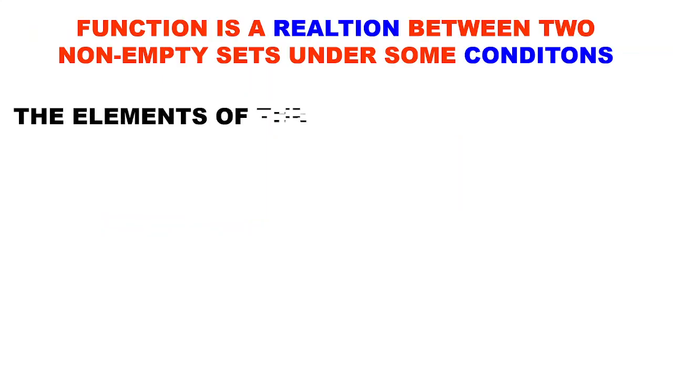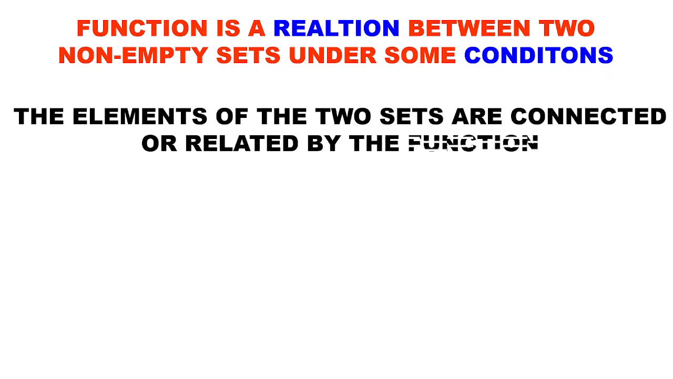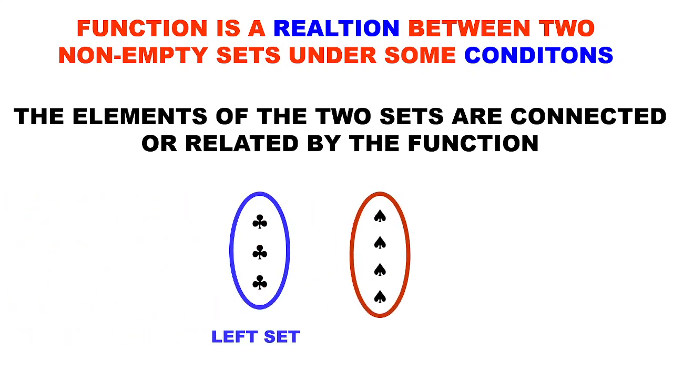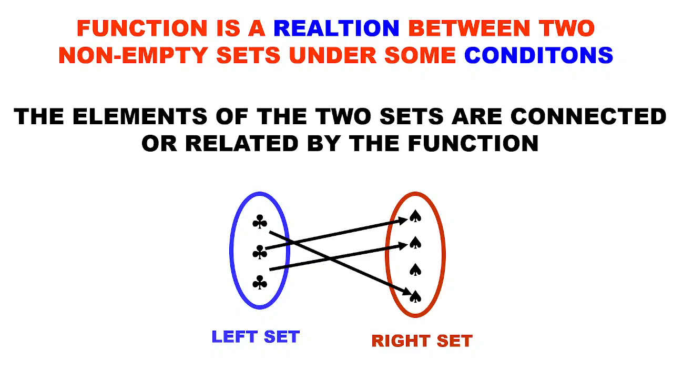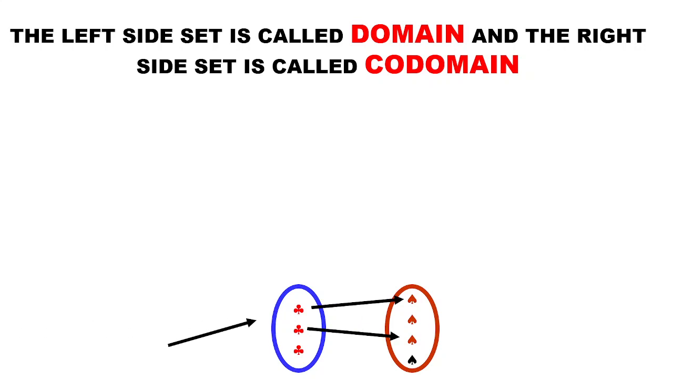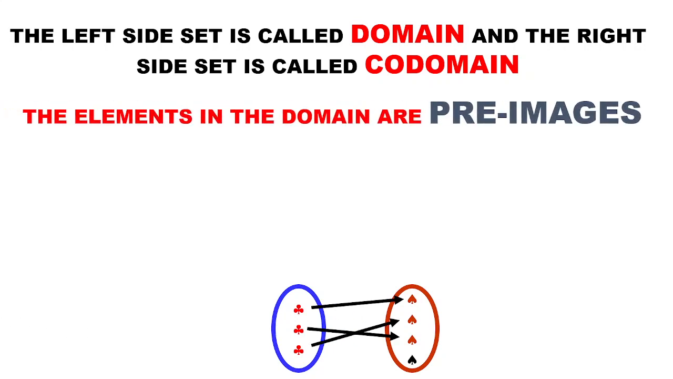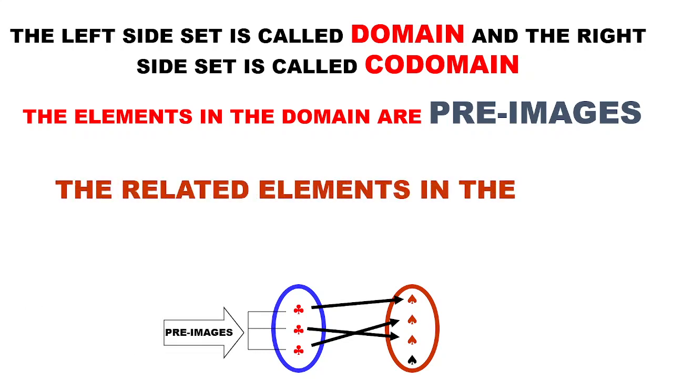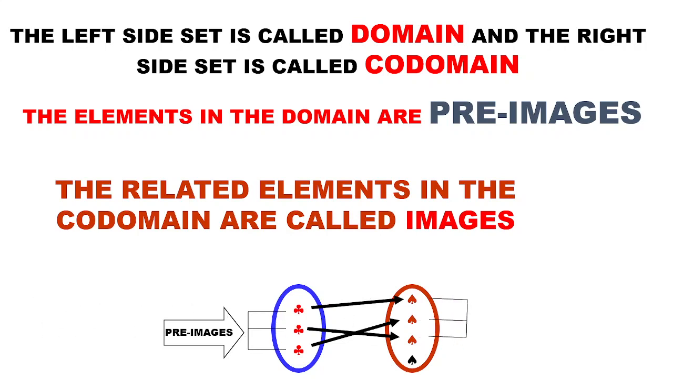Before we start, let us see what we mean by a function, which you have seen in class 11. A function is a relation between two non-empty sets under some condition. The condition is that the elements of the two sets are connected or related by the function. The left set is here and the right set is here, and they are connected. The left side is called the domain and the right set is called the codomain, and the elements in the domain are pre-images. The related elements in the codomain are called images.